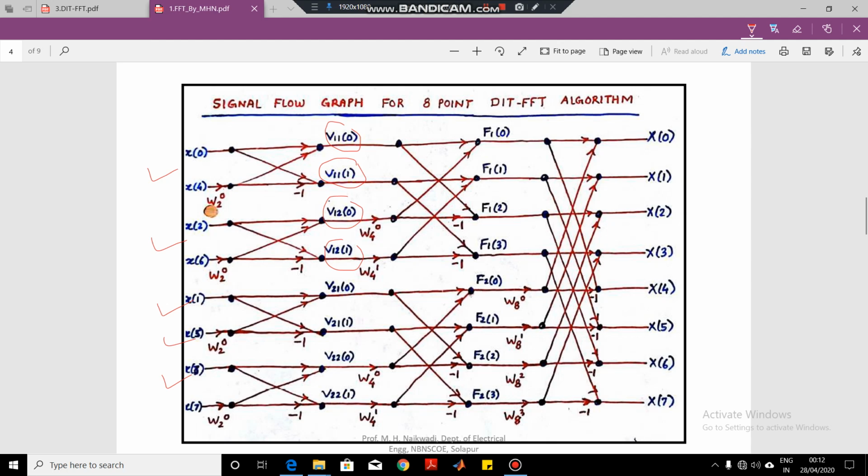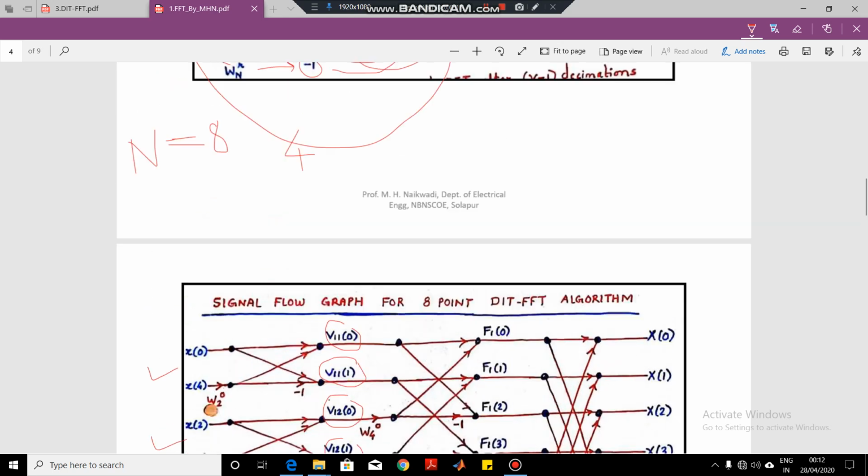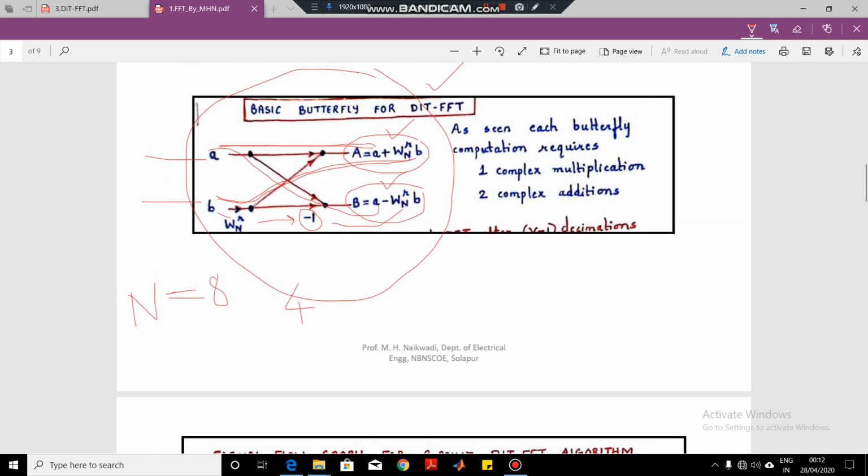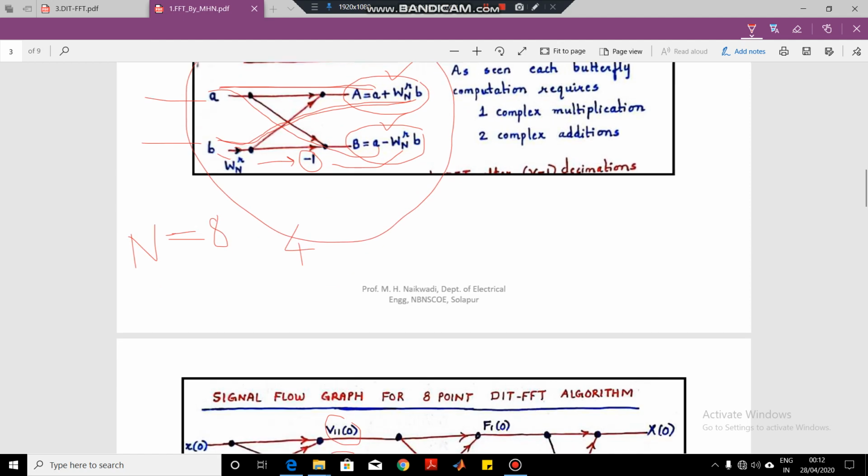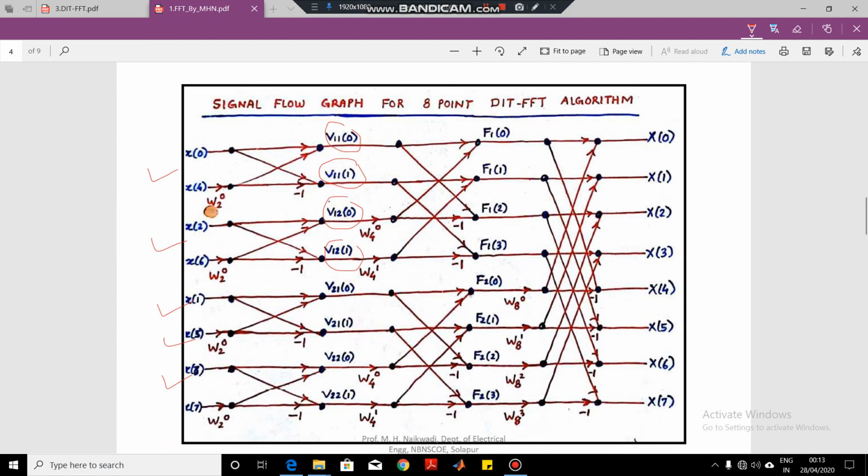Hello and welcome back. We will be discussing the DIT FFT algorithm. We discussed the basic butterfly structure in the previous session, and now we are using this basic butterfly structure for computing the 8-point DIT FFT.